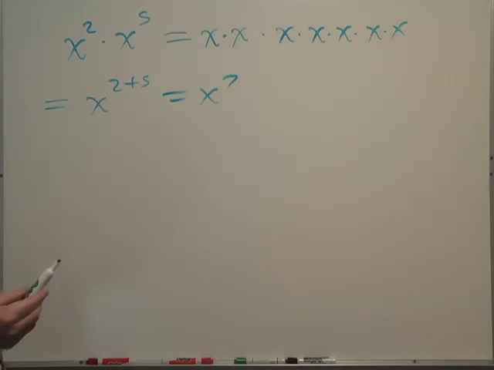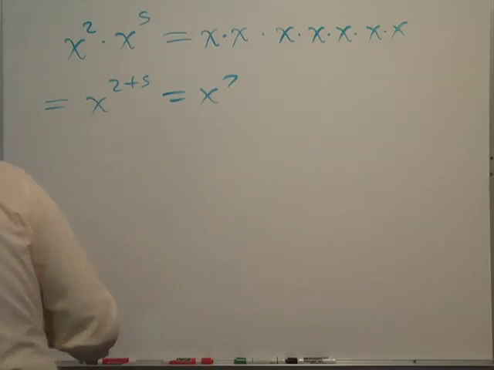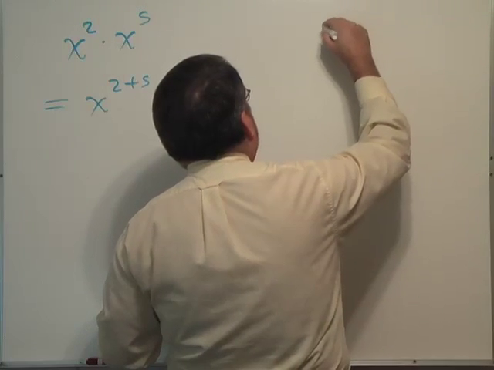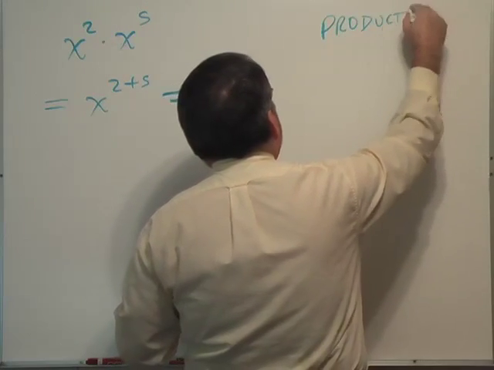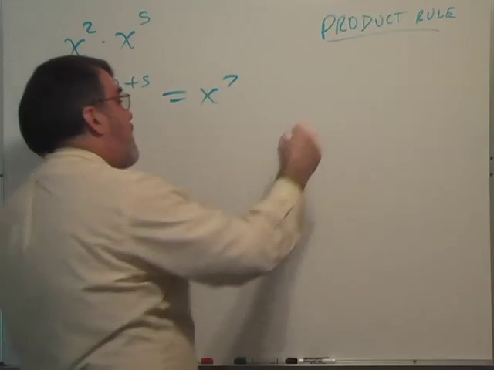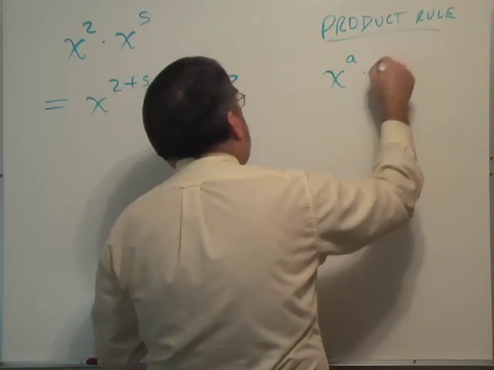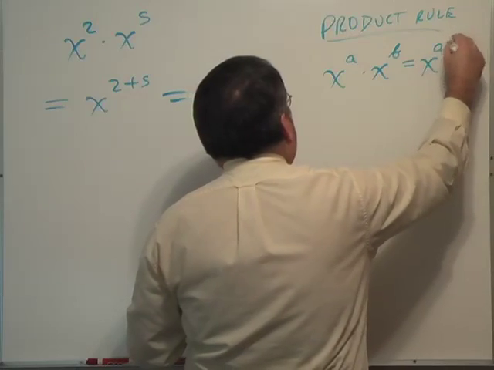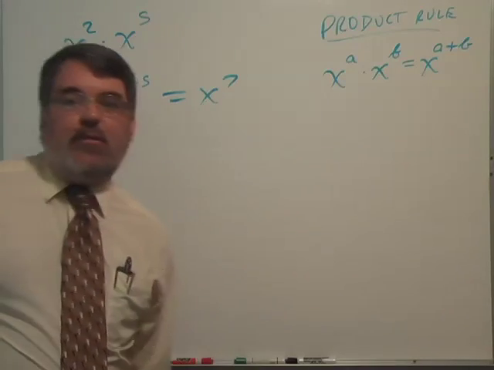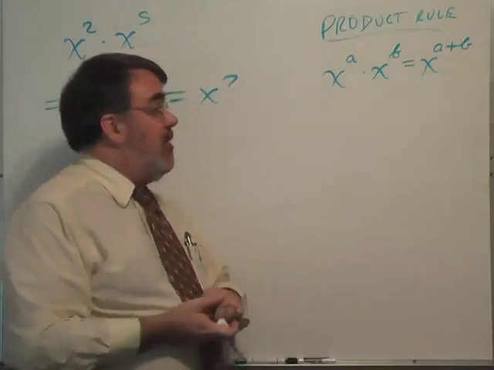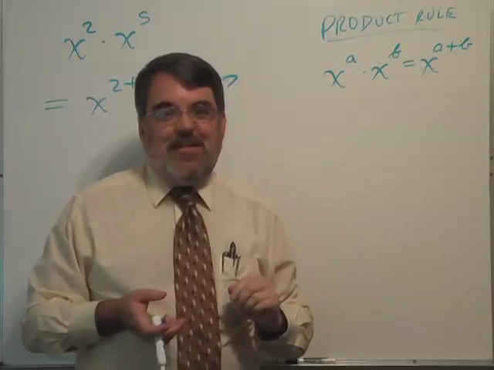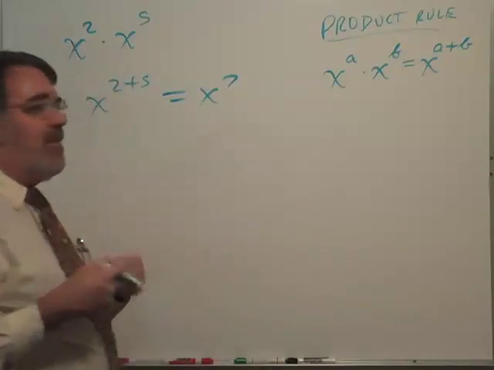So here we have the power rule, and I'm going to write it on the right side of the board here. So let's see, we'll call this the product rule. I meant to say product rule. And product rule in general says that x to the a times x to the b is x to the a plus b. So I think it's good to learn this in your own language. My language is this: when you multiply two numbers of the same base, you keep the base and you add the exponents. That's the product rule. Okay, that's when we add exponents.